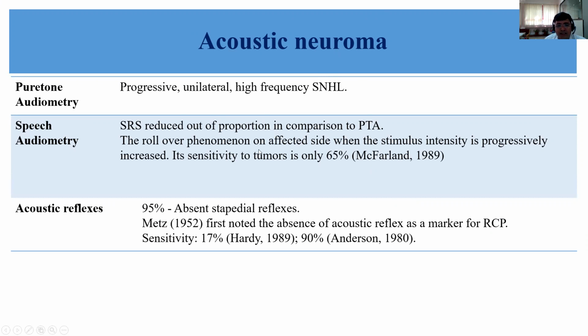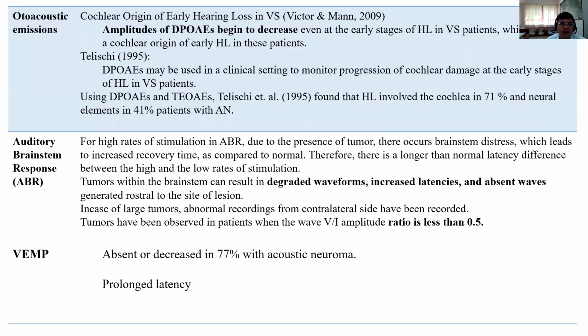And in these cases, again, there is no agreement between SRS and the PTA, that is, the speech recognition score is not in proportion to the pure tone average. And there is a possibility of rollover phenomenon in cases of acoustic neuromas. And most often acoustic reflexes are absent in retrocochlear pathology cases. Otoacoustic emission is again reduced or absent depending upon the size or location of the tumor.